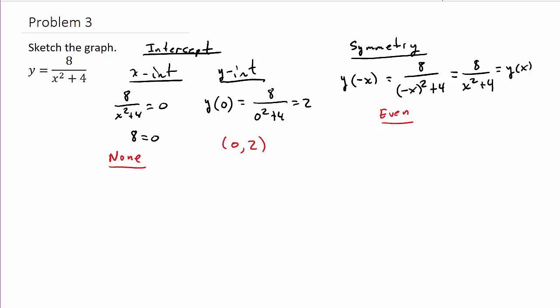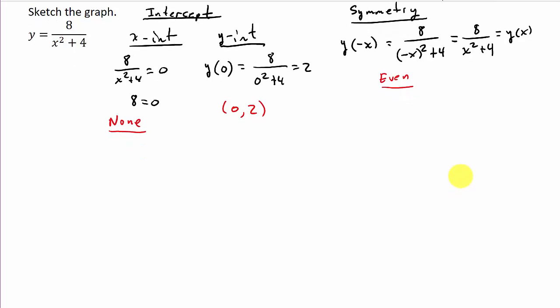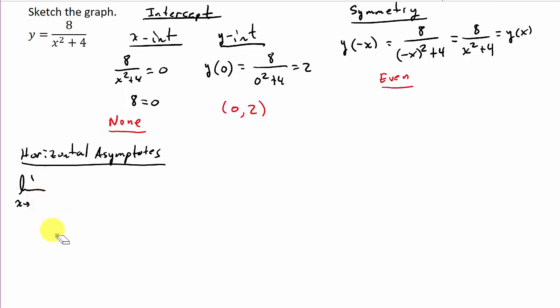All right, so now I know it's symmetrical about the y-axis. All right, now let's look for horizontal asymptotes. So to do that, I take the limit as x goes to, well, let's just go to negative infinity of 8 over x squared plus 4.